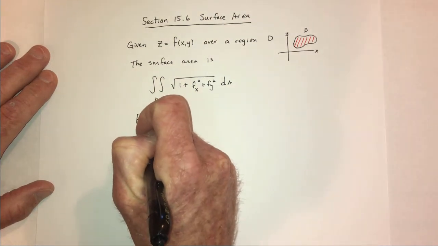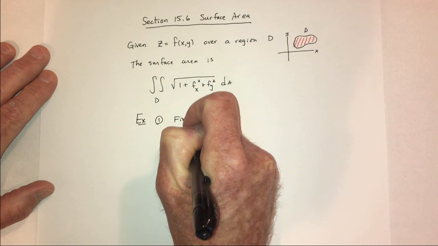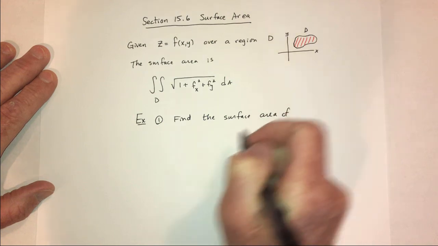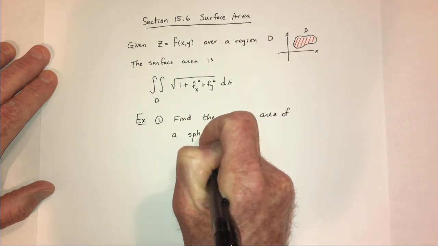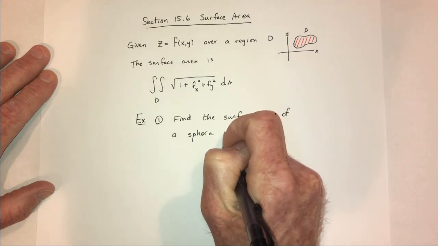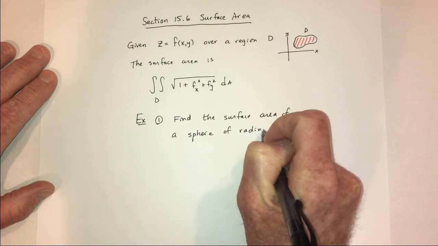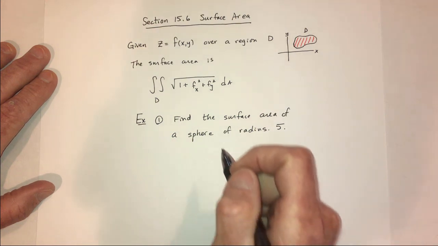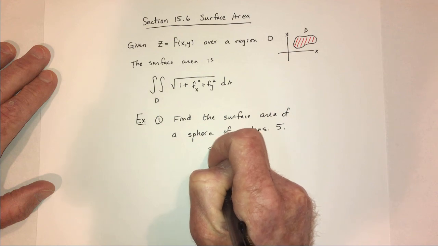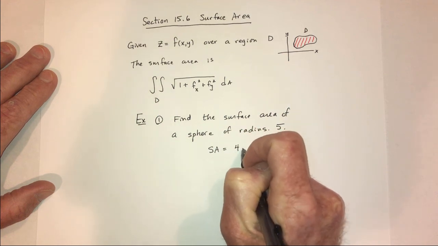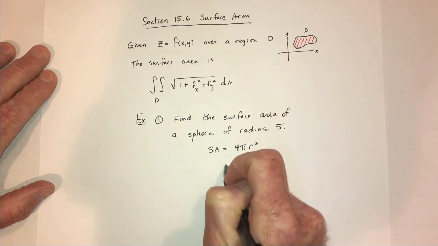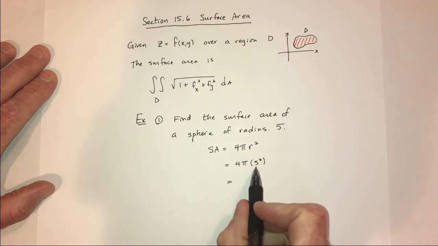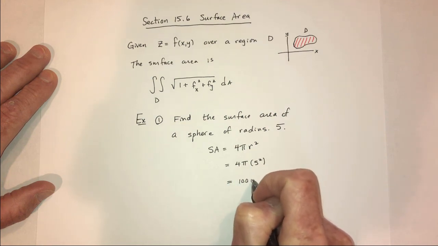So for example number 1, find the surface area of a sphere. And this sphere is going to have radius 5. So there's actually two ways that we could do this. One is using 8th grade geometry. The surface area for a sphere, the formula is 4 pi r squared. So that will be 4 pi 5 squared. That's a 25 times 4. That means that the answer is 100 pi.